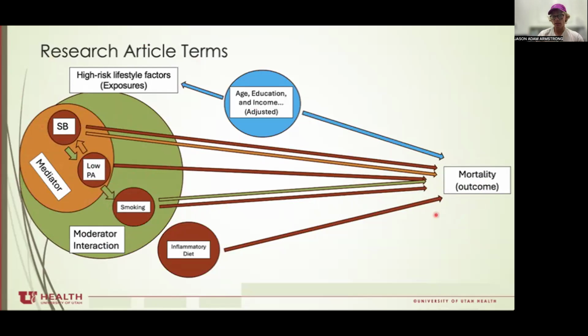Because there are a lot of sedentary people who don't smoke. There are also a lot of people who experience low physical activity who also don't smoke. Okay, so they're not on the causal pathway directly, but they still will influence the relationship because, for example, maybe somebody who smokes is less likely to be physically active or is less likely to be sedentary, but it's not causal. Okay, I hope that makes sense.